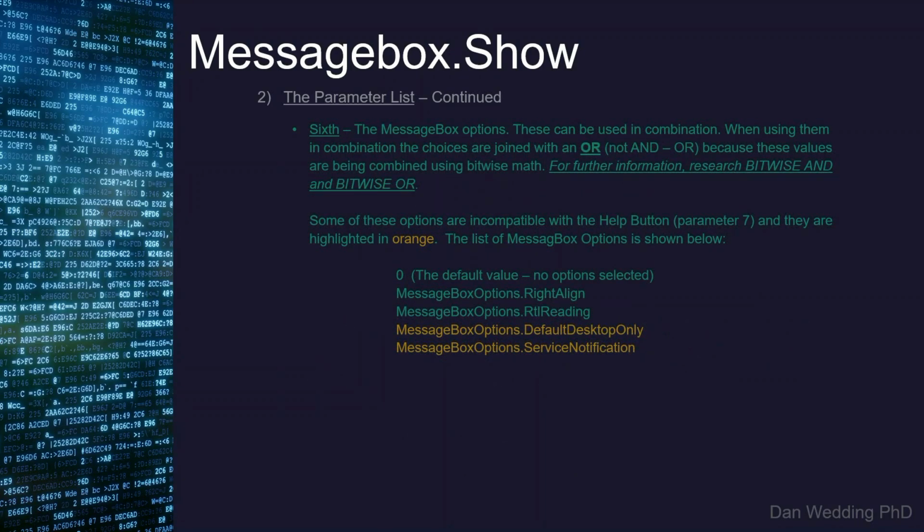Sixth, the message box options. These can be used in combination. When using them in combination, the choices are joined with an OR, not AND, OR, because these values are being combined using bitwise math. For further information, research bitwise and bitwise OR. Some of these options are incompatible with the Help button, parameter 7, and they are highlighted in orange. The list of Messagebox options is shown below.